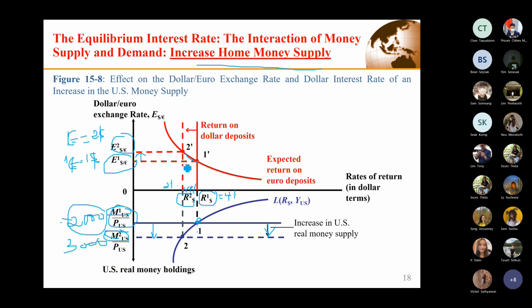That fact would make the value of dollar less valuable. And when the dollar becomes less valuable, the exchange rate would move from €1 equaling $1 to €1 equaling $2, meaning that the dollar becomes cheaper. Nobody needs it because it offers you only 2%, less than before, which is 4%.